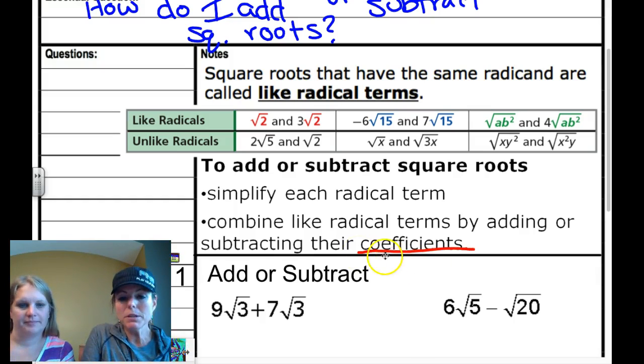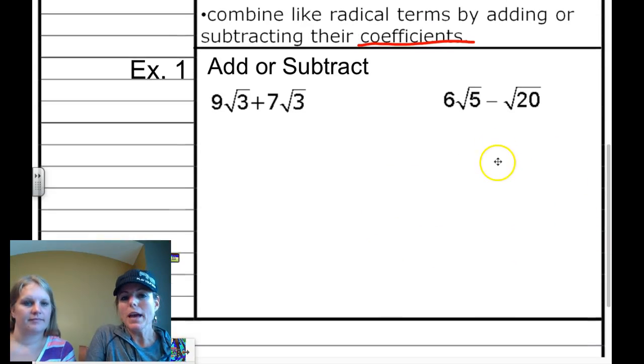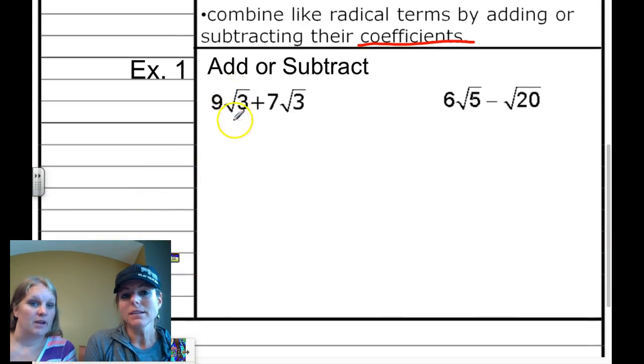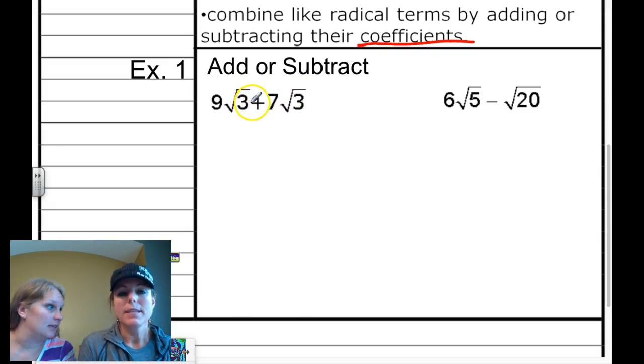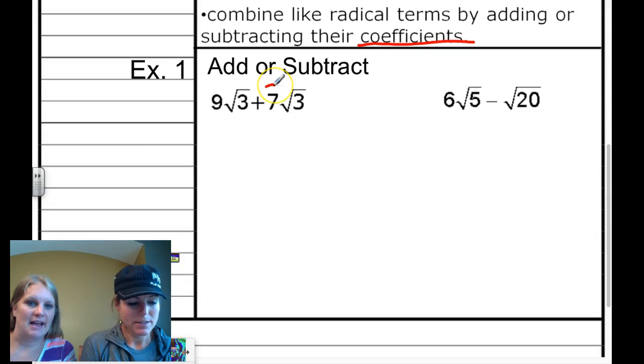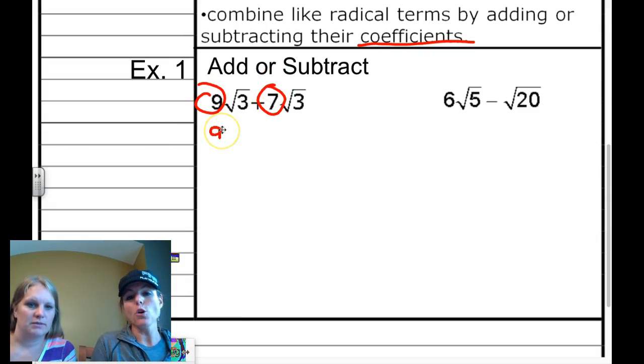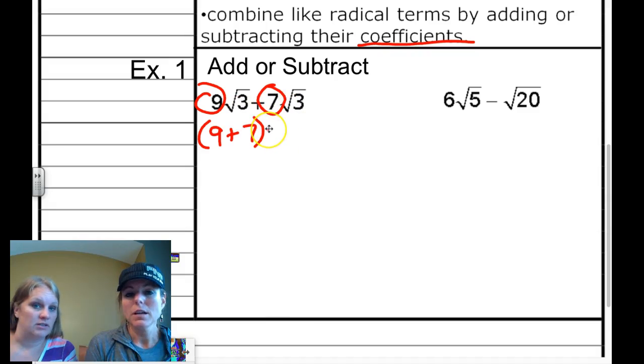Okay. So let's go to example number one right away here. Here's the first one. We're going to add. So can we simplify these? No. Are they the same? Yes. So then we add the coefficients, like Miss Young said. So maybe let's group them together to show what we're doing. 9 plus 7 in parentheses there. And then next to them will be the radical 3.